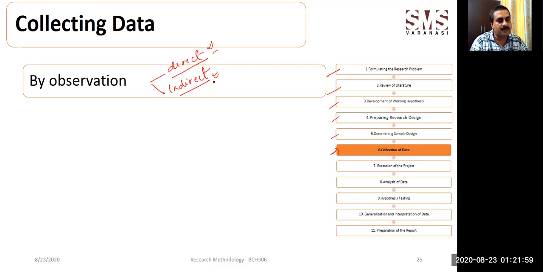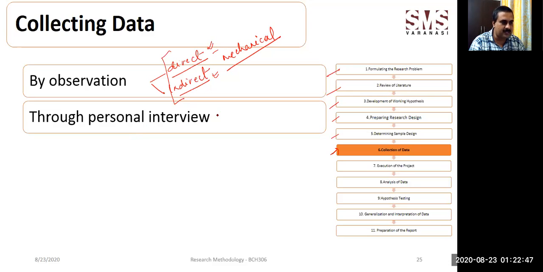Indirect observation may be termed as disguised observation, which we usually observe from outside. We are not going to be part of that group, and the group is not aware that they are going to be observed from some mechanical devices or from outside. So this second type is indirect observation. If you want to do this observation, we usually use mechanical devices. So we have to remember it: direct or indirect observation. Indirect observation may be termed as disguised observation.